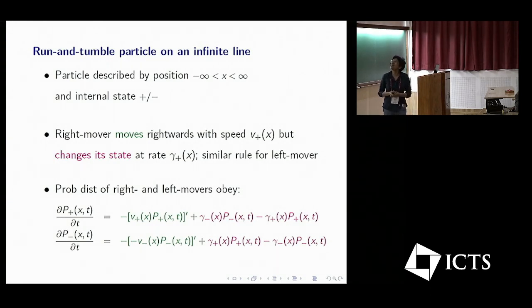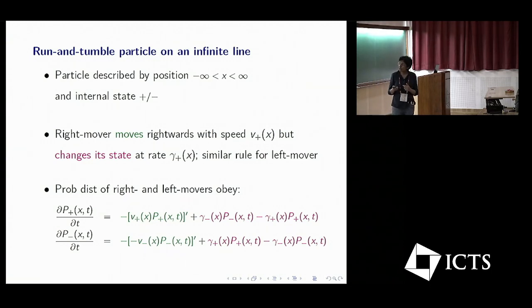So we are thinking of a particle, which is a run-and-tumble particle that is on an infinite line. That is, this particle is characterized by its position on an infinite line, and it has an internal variable which takes two values, plus or minus. So the plus particle is the right mover, that is, it goes some distance rightwards with a speed v plus, but it can change its internal state with a rate gamma plus. And similar rules are there for the left mover, that is, it moves leftwards with a speed v minus and changes its state at rate gamma minus.